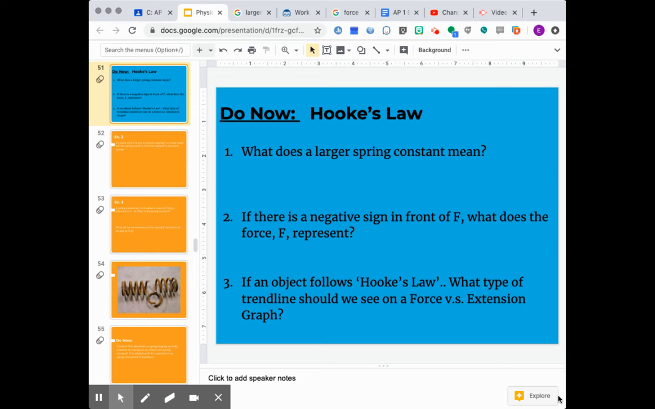So these are three conceptual questions. What does a larger spring constant mean? If k is larger, what does that mean? What implication does that have on Hooke's law? Number two, if there's a negative sign in front of the force, what does that force represent? Thinking about Hooke's law, if that force is negative, what does that negative sign mean? Number three, if an object follows Hooke's law, what type of trend line should we see on a force versus extension graph? Pause the video and give these three questions a try.